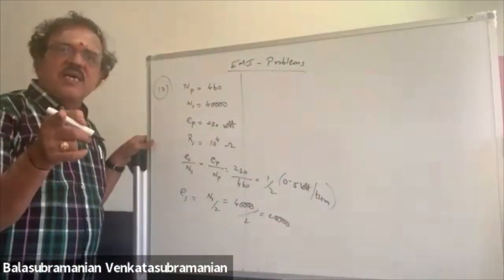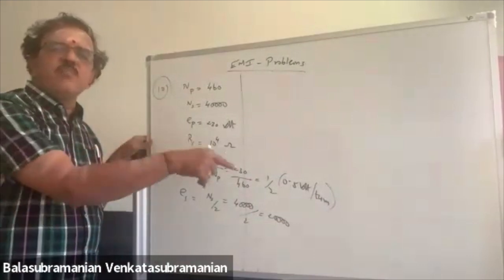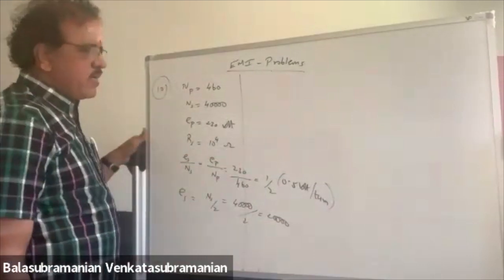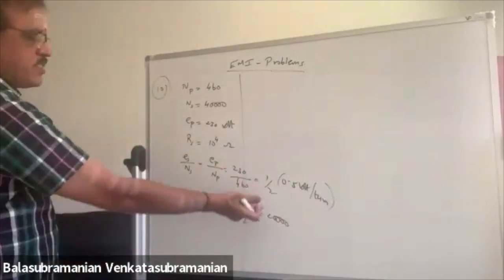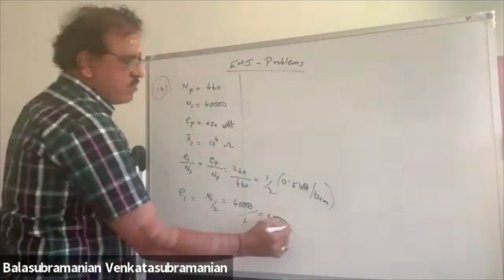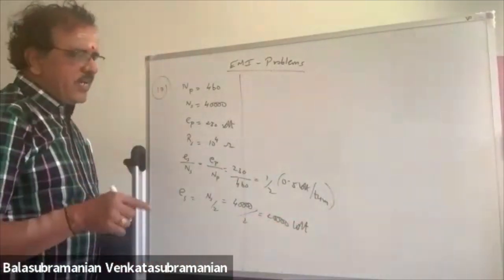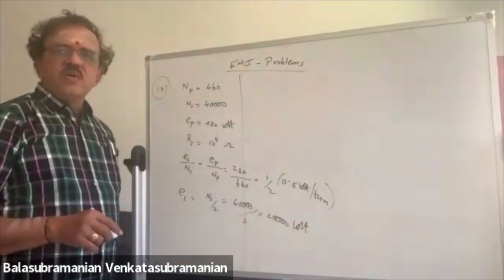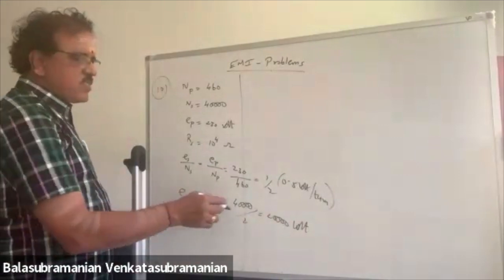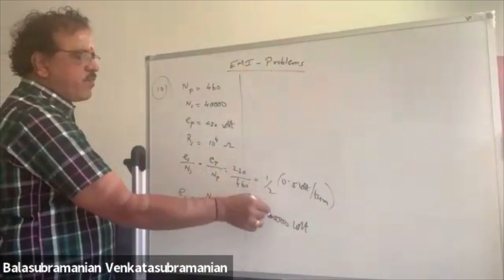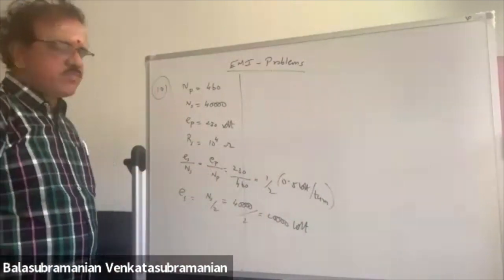Per turn you have to calculate, that is the question. So we are writing 0.5 volt per turn. 40,000 turns means 20,000 will be the volt. Every turn it is 0.5 volt. 40,000 turns is the question. 40,000 into 0.5 will be 20,000 volt.